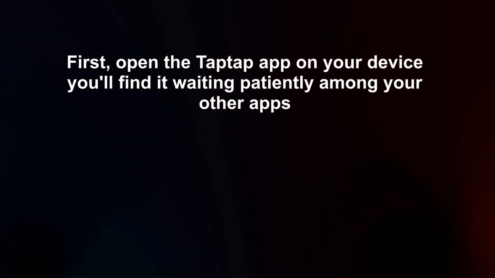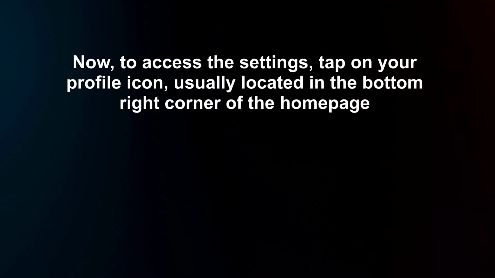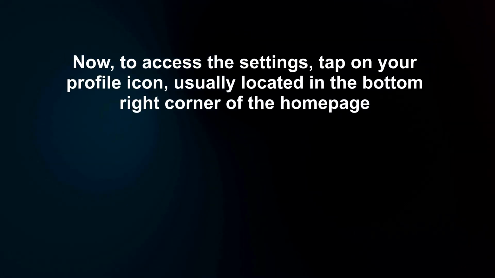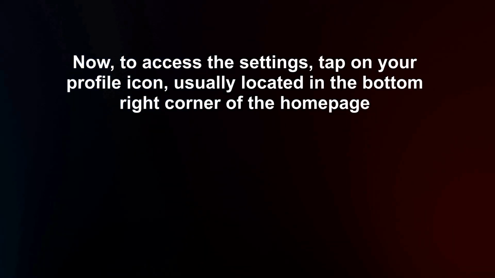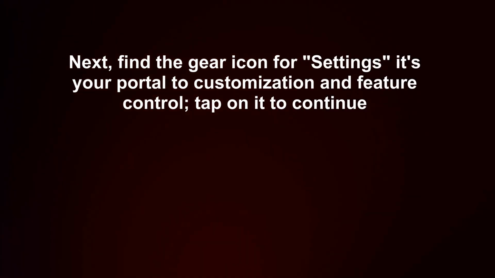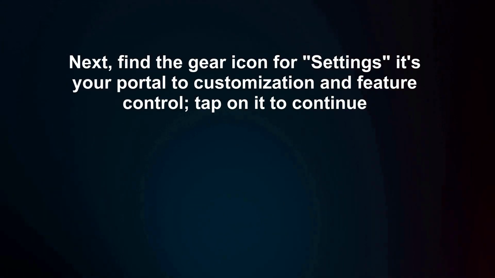You'll find it waiting patiently among your other apps. Now, to access the settings, tap on your profile icon, usually located in the bottom right corner of the home page. Next, find the gear icon for settings. It's your portal to customization and feature control. Tap on it to continue.